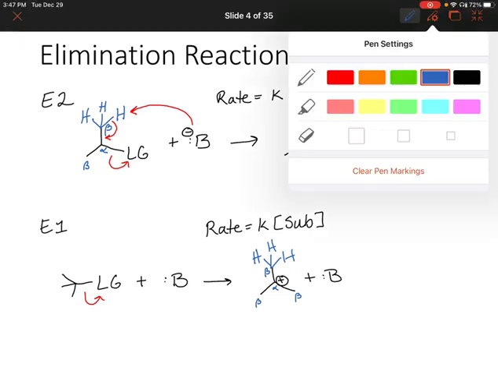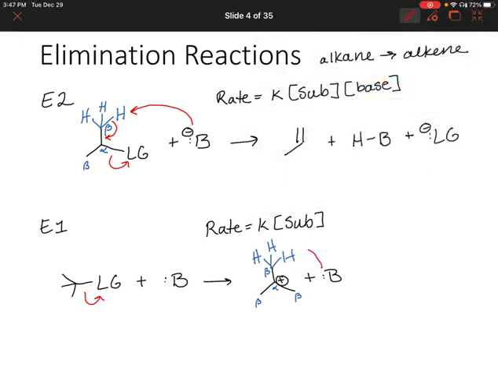All right, so the base can now take one of those hydrogens. The shared electrons are left behind to form a double bond, and we end up with an alkene, a conjugate acid, which in this case will be positively charged, and then a leaving group.